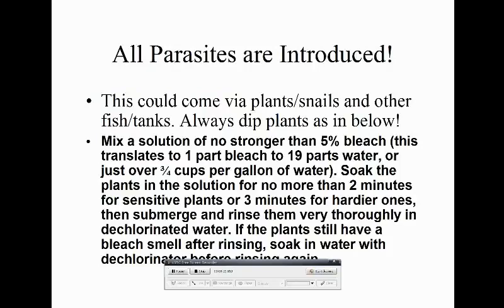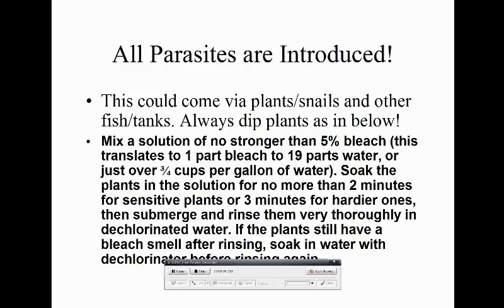Bam, right there. All parasites are introduced. They can only come in several different ways: plants, snails, other fish, or tanks. There are exceptions. Let's say a mosquito lands in your water. Obviously, you can have mosquito larvae develop, because there's no chlorine in there. I mean, this is tank water we're talking about. Also possible, depending on where you live, damselflies or dragonflies. We're going to get into insects later on down the slides.